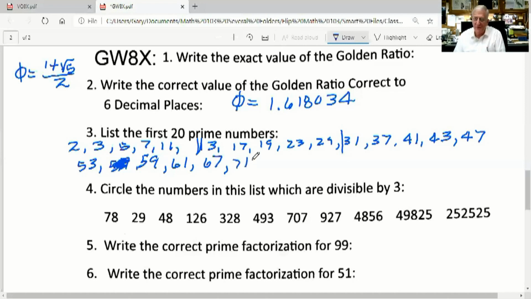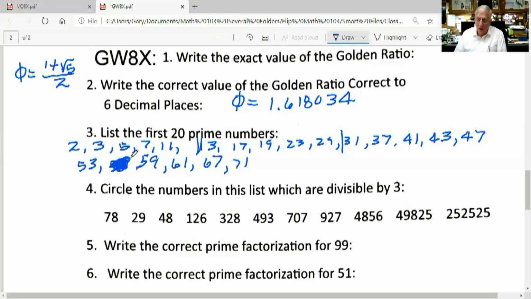Okay. Let's see if I've got 25, 10, 15, 20 of them. So it looks like I have the first 20. Almost messed up there on that one, didn't I? So 57 was not right because it is divisible by 3. Okay, so there we go.